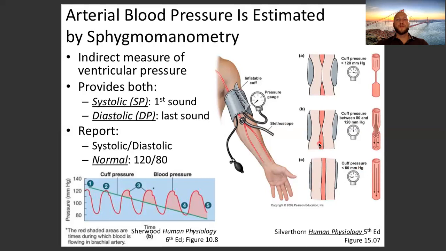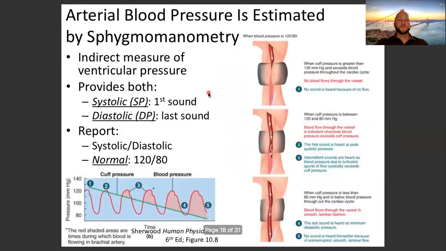Normally, our blood flows with smooth laminar flow. We're going to use turbulent flow and the sounds of turbulent flow and this blood pressure cuff to estimate blood pressure. So we're going to pump the blood pressure cuff up high enough so that it stops blood flow, so that it completely collapses the artery. If there's no blood flowing through the artery, we should not hear any sounds distally to the blood pressure cuff.